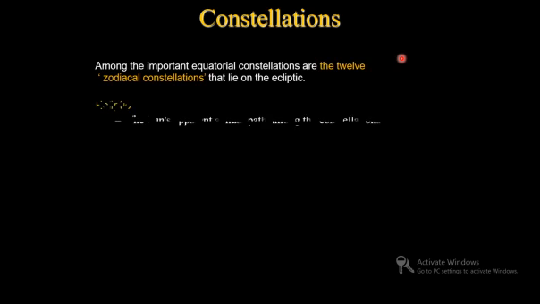So remember those, and we need to consider one more division of constellations. Among the equatorial constellations, there are some which are special. They are called zodiacal constellations. Before going into zodiacal constellations, let us consider the concept of ecliptic.